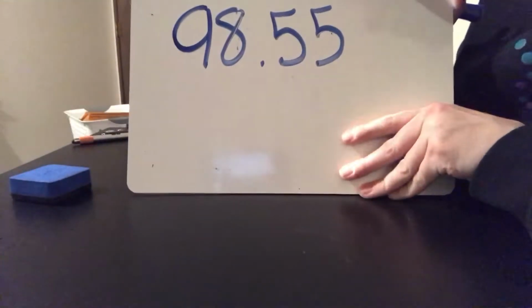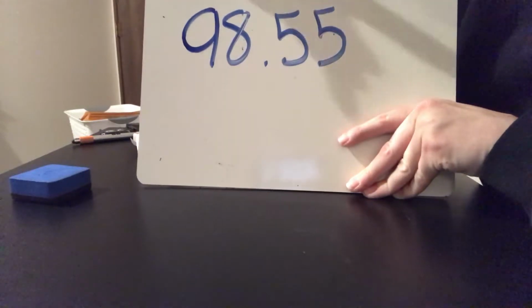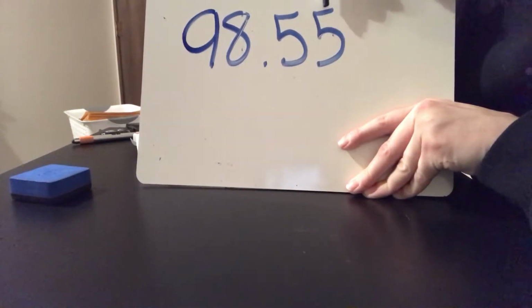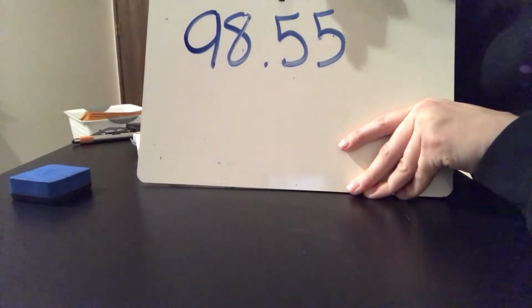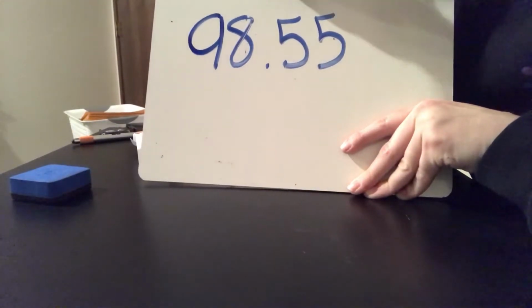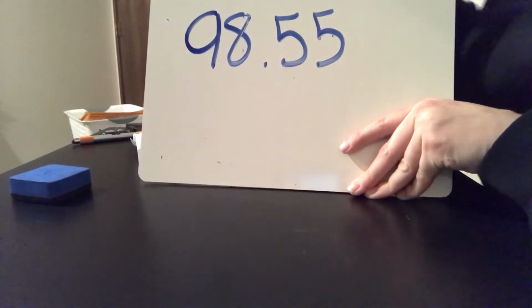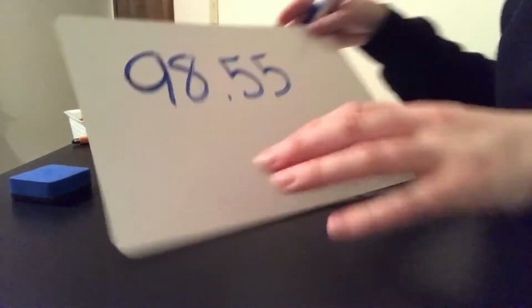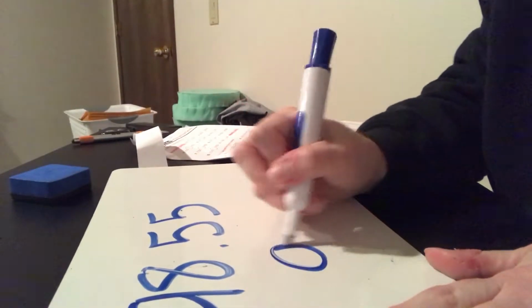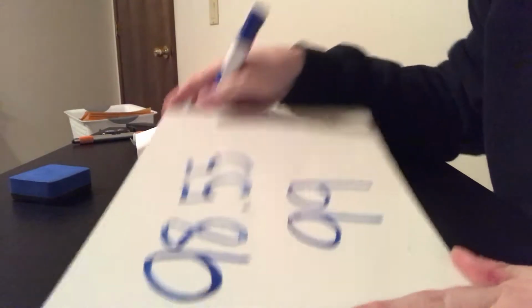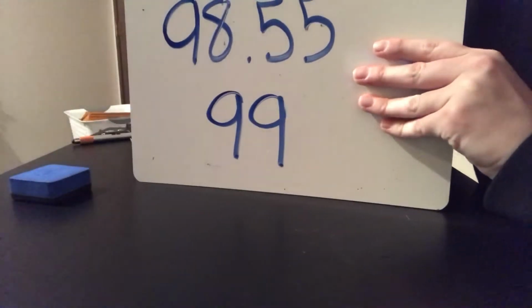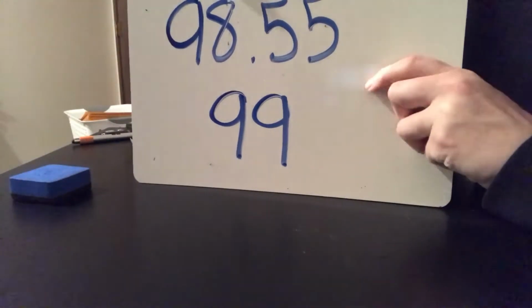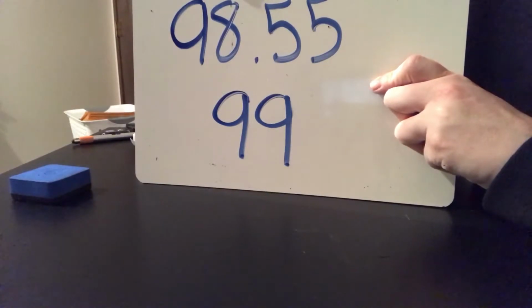Now if I'm rounding to the nearest whole number, I have to kind of look at the big picture here. So I need to look at, what does the 5 tell me to do? The 5 tells me here it needs to go up. So I know that I'm going to be rounding to 99. The 5 tells me I need to increase my value. So 98, the next whole number is 99.